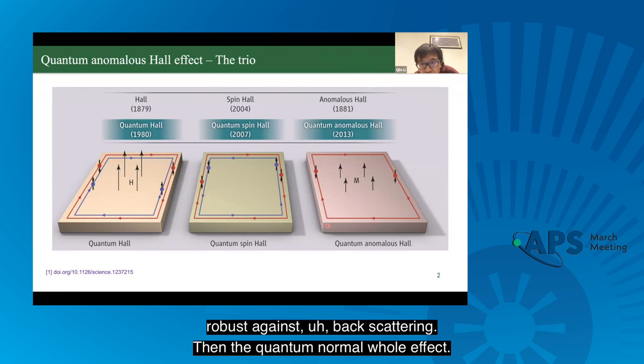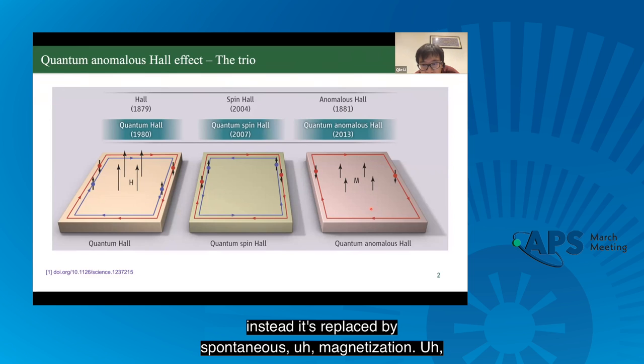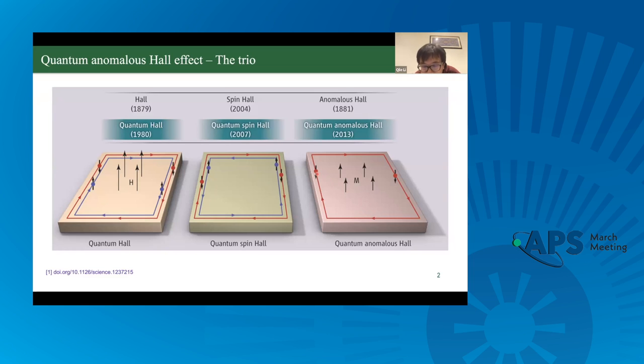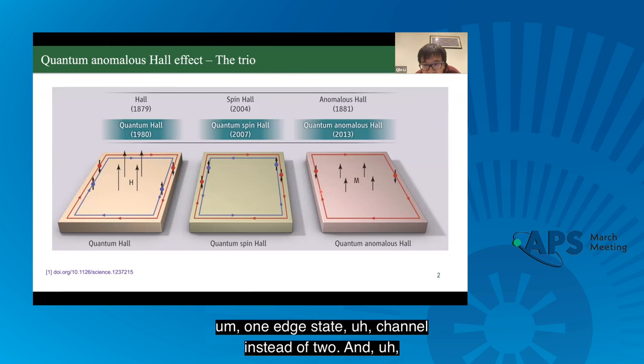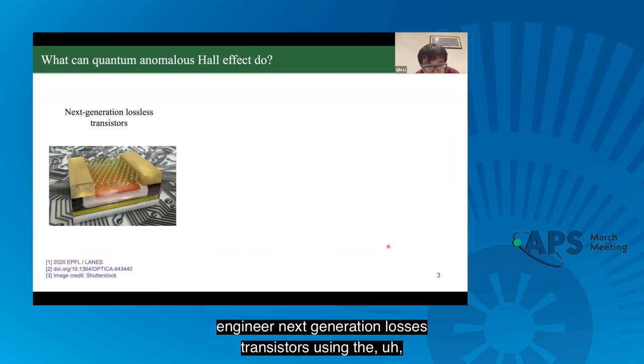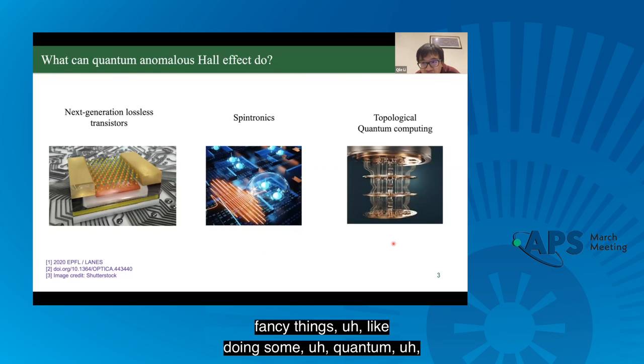Then in the quantum anomalous Hall effect, you don't need an external magnetic field. Instead, it's replaced by spontaneous magnetization. Now the time reversal symmetry is broken, so there's only one edge state channel instead of two. And you can use the quantum anomalous Hall effect to do many amazing things. For example, you can engineer next generation lossless transistors using the dissipationless edge state, or you can engineer spintronics by using the highly spin polarized edge state, or you can do more fancy things like topological quantum computing.